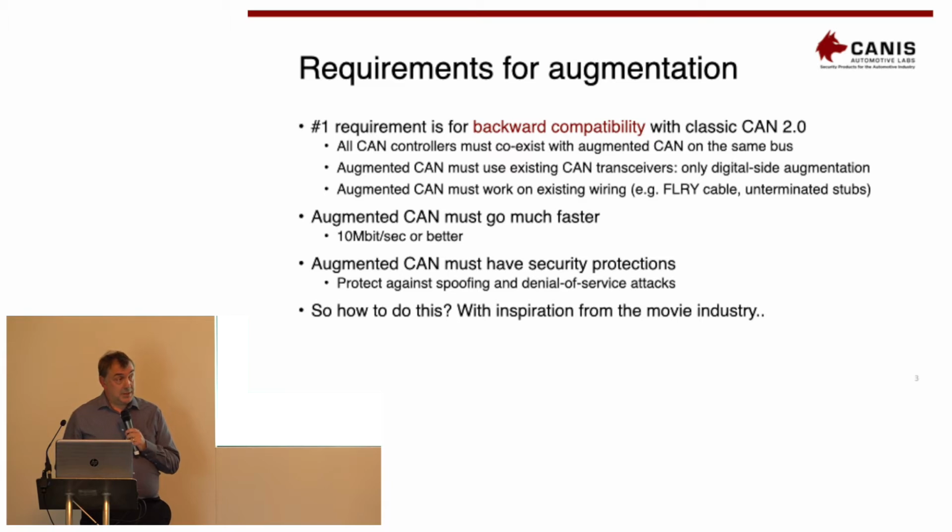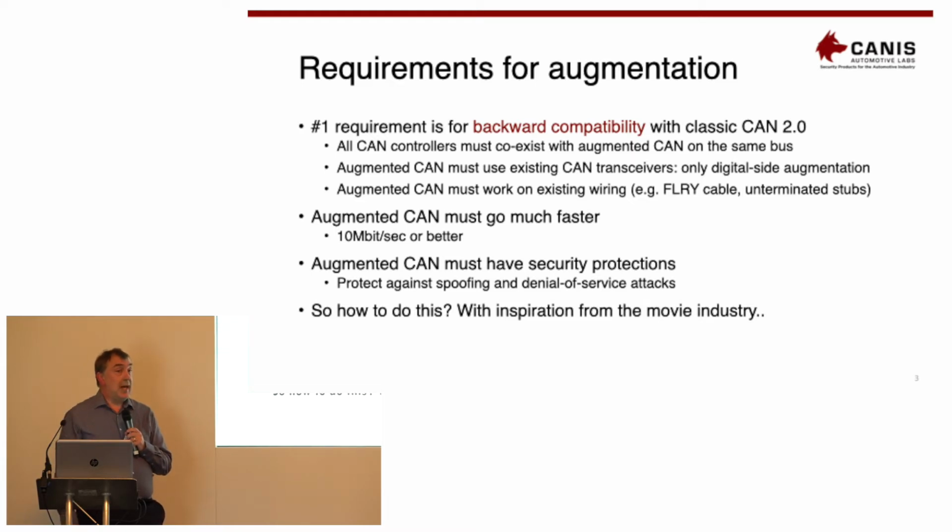So it has to be digital side augmentation only. We can't mess around with the physical layer. And it has to work on all the existing wiring. So we can't say, oh, we'll rewire it, put thicker wiring in, or change the wiring system. So it basically has to work with completely the physical layer and legacy devices on the CAN bus. And we want it to go much faster, so we should be aiming at least 10 megabits. And it must have security protections, so we have to protect against spoofing and denial of service attacks on the CAN bus. I'll come to some of that in a minute.